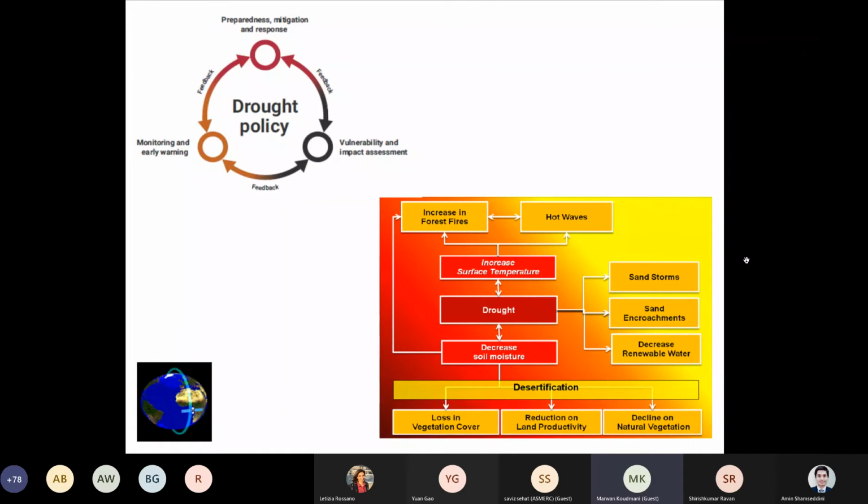You can see the effects of forest fires, increased surface temperature, drought, decreasing soil moisture, heat waves, sand storms, and sand evaporation. Many things affect drought in any country.